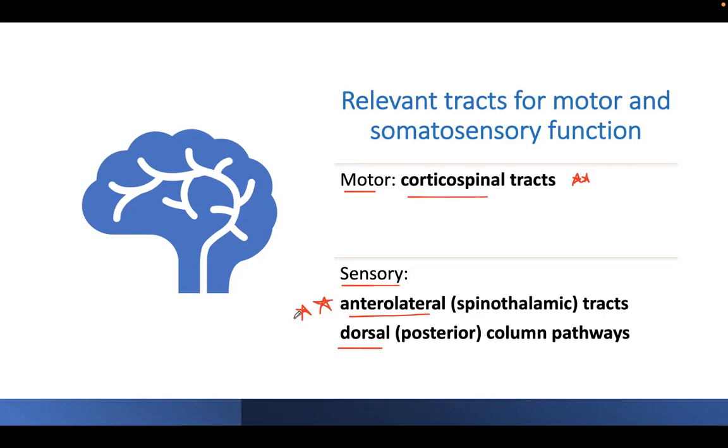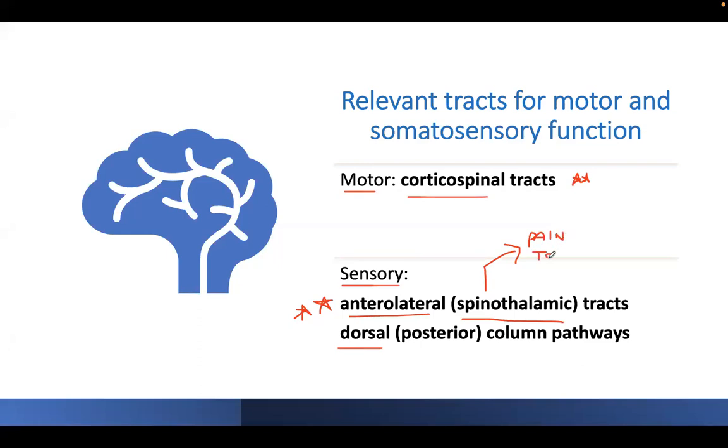The anterolateral tract is also known as the spinothalamic tract. Now, what sensory modality does the spinothalamic tract convey? It conveys pain and temperature. Okay, so I want everyone to remember this. If you were to take a quiz or take an exam, this would most likely come out.